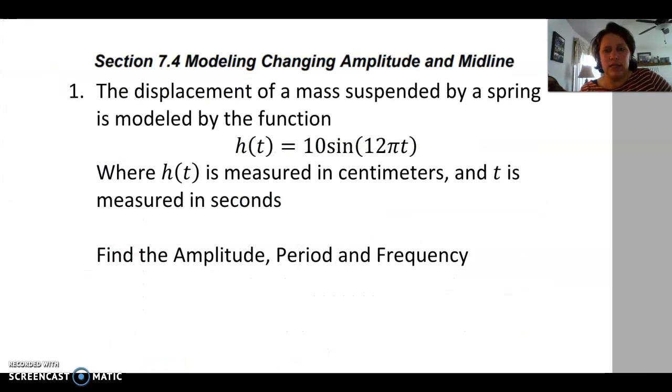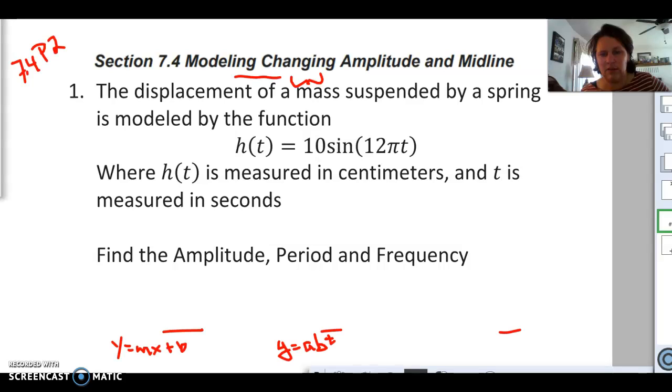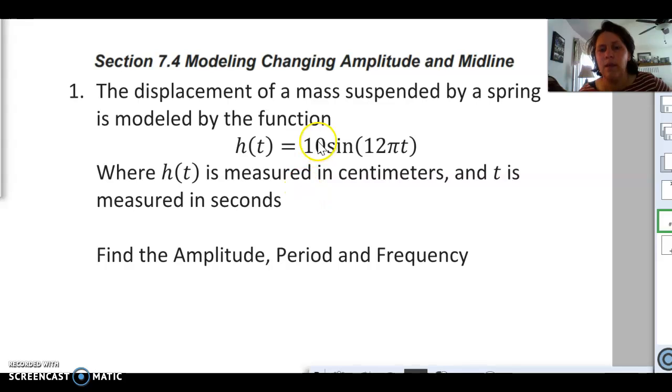Our example number 1 is actually just a review of what we talked about in the last video for part 1. So this says the displacement of a mass suspended by a spring is modeled by the function h of t equals 10 sine 12 pi t, where h of t is measured in centimeters and t is measured in seconds. We need to find the amplitude, the period, and the frequency. So not too bad. Our amplitude always is going to show up right out here in front. Amplitude here is going to be the 10.